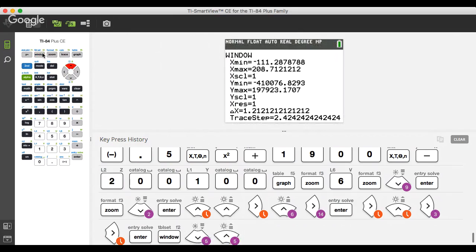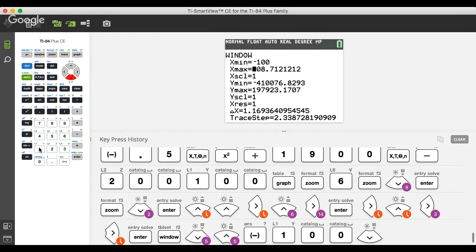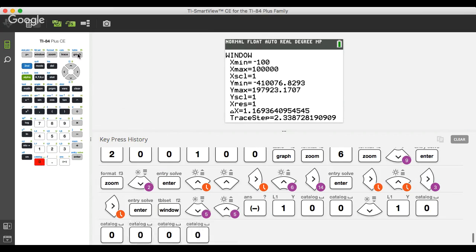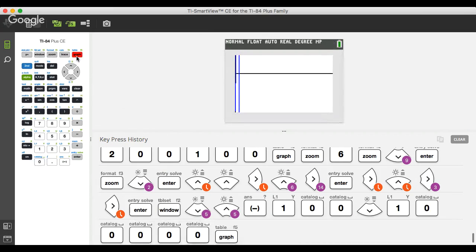For my X, maybe I'll say it's negative 100. And for the Y, down below, I'm going to make this a very, very large number, like 100,000. Let's just see what happens here. You can kind of see where it's at. You see it kind of hit twice right there.